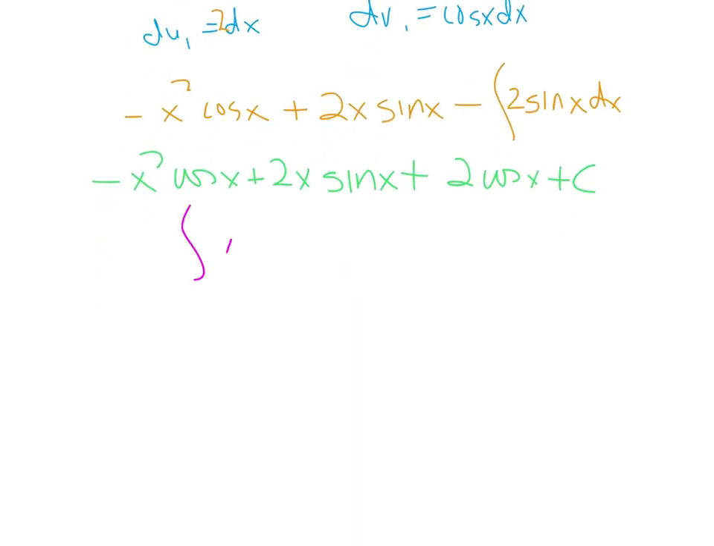We had x squared sine x to begin. So my u was x squared. If you're hearing random sounds, that would be my cat in the background wandering around.